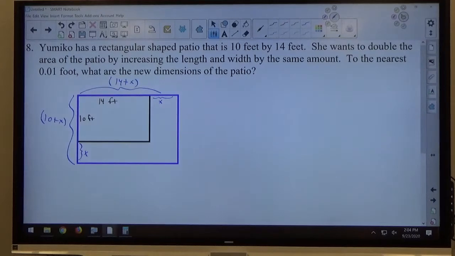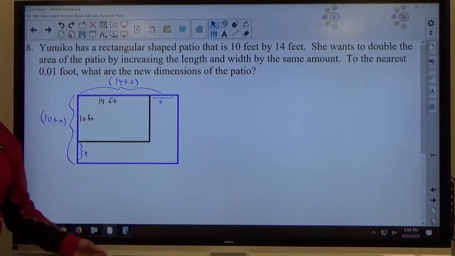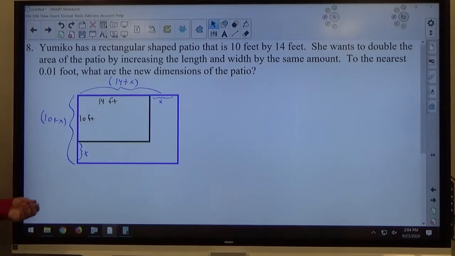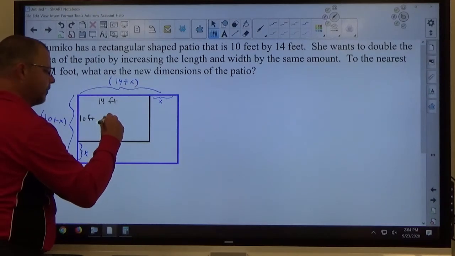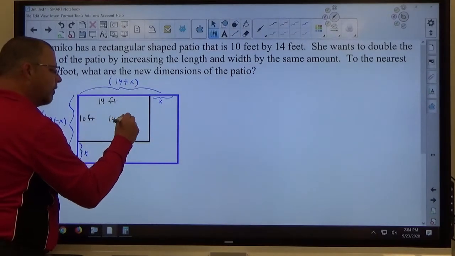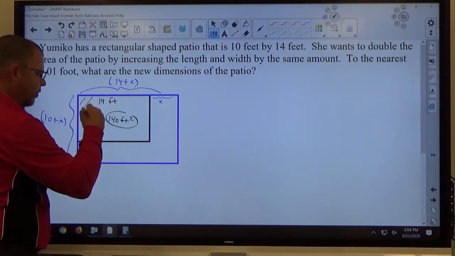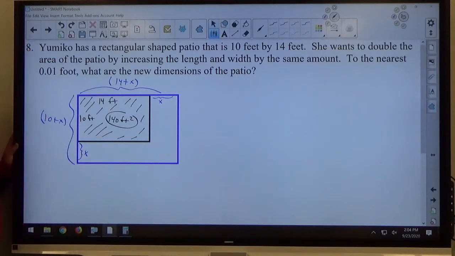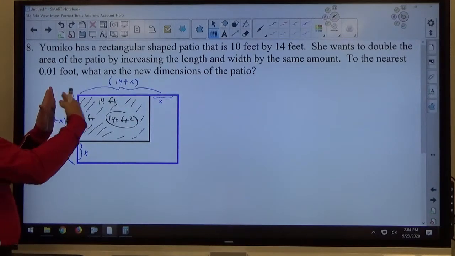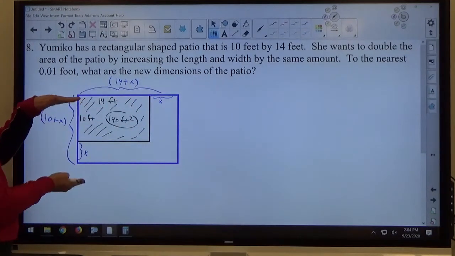And we want that deck to have double the area of the original deck. So first thing I might ask myself is, what is the original area? All right? So if I have a 10 by 14 deck here, how do you find area of a rectangle? Length times width. So 10 times 14 is 140 square feet, right? So the area of the deck, the black rectangle, this right here, is 140 square feet.